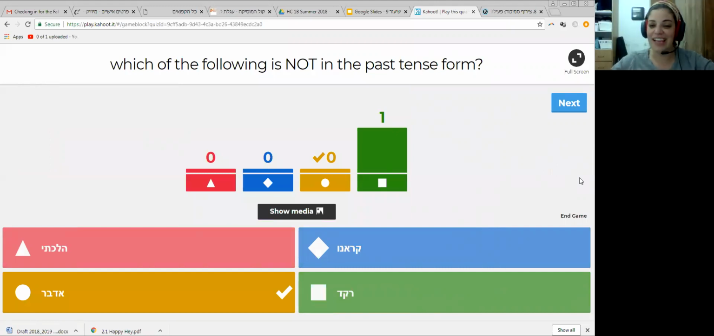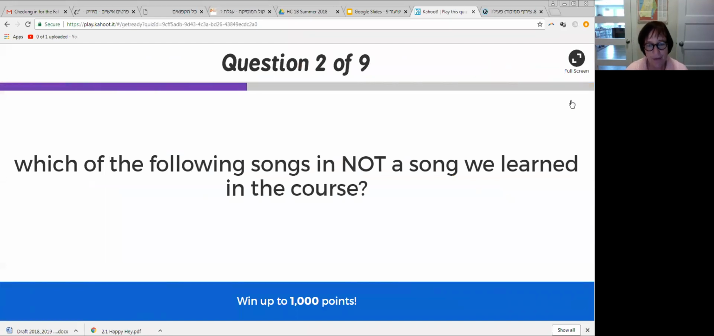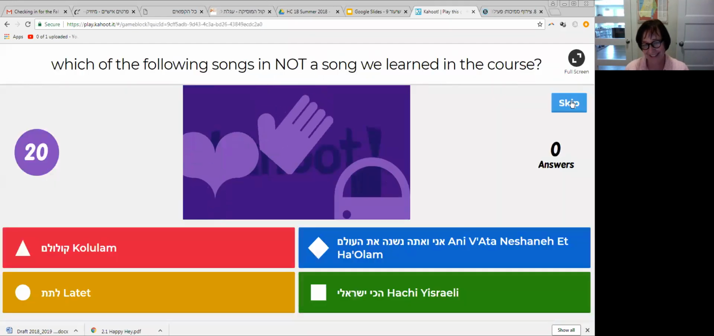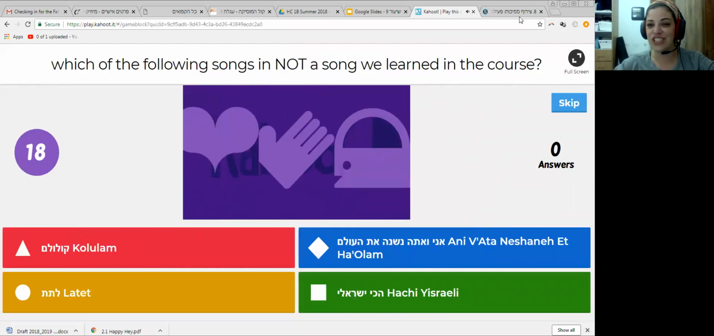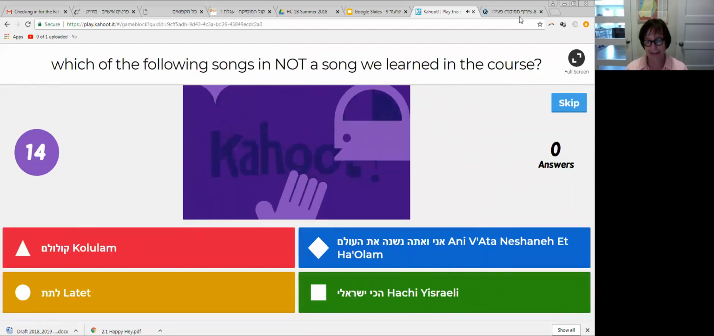Oh, okay. Yeah, so all the other ones are different forms of past tense, but ada bear, that aleph in the front, signifies future tense. So that was the exception. Oh, I wasn't thinking of future. Okay, which song did we not learn in the class? Oh my goodness.